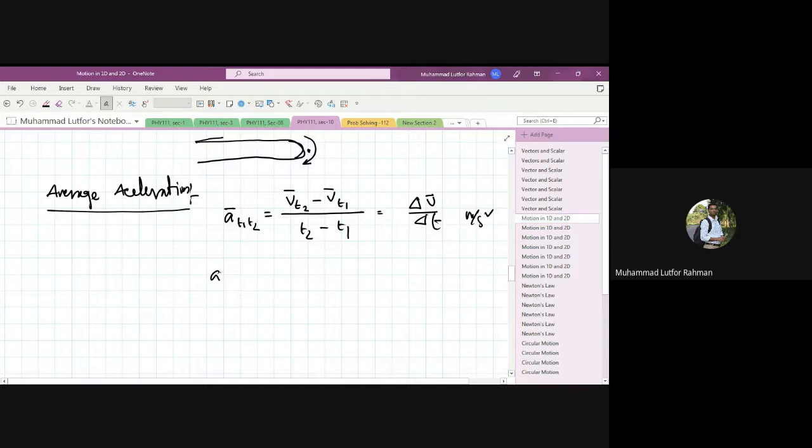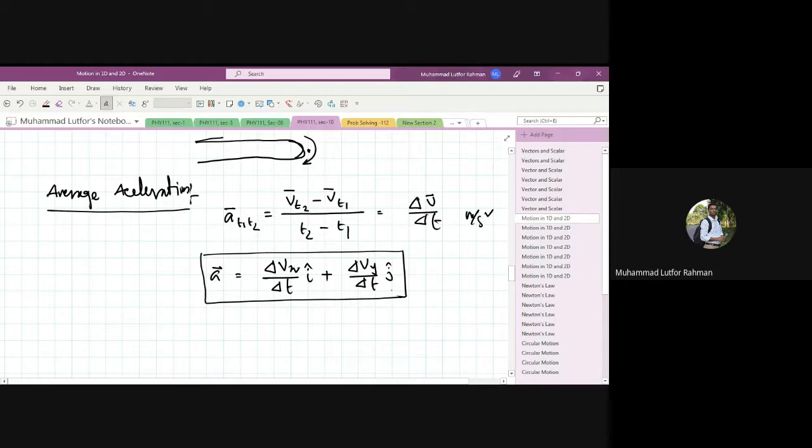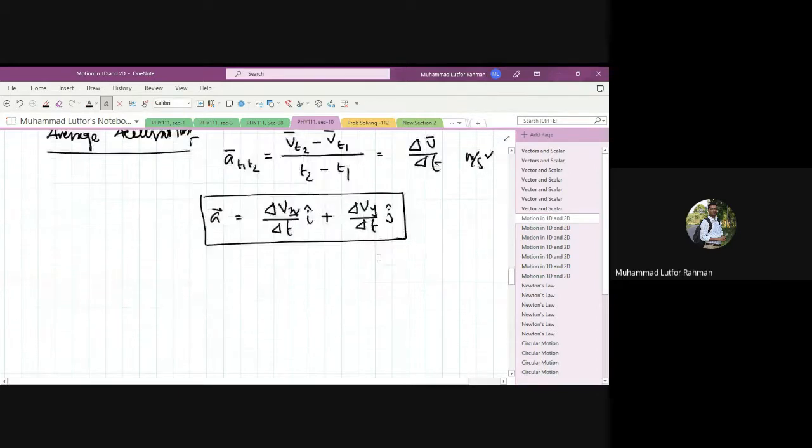If it is two-dimensional, then we'll write down this equation: del vx divided by del t i hat plus del vy divided by del t j hat. So that would be the average acceleration of a particle in the two-dimensional case, where del vx is the difference of the velocity along the x direction, and del vy is the difference of the velocity along the y direction. That's how we can find the average acceleration of a particle from the curve. And this average acceleration could be greater than 0, less than 0, or equal to 0. You can find out in that way from the curve.